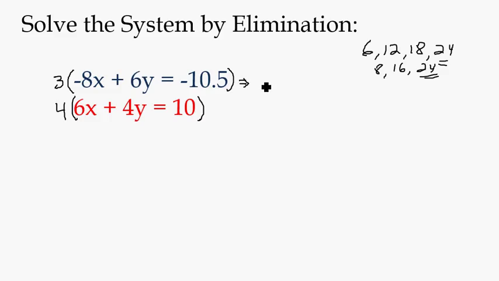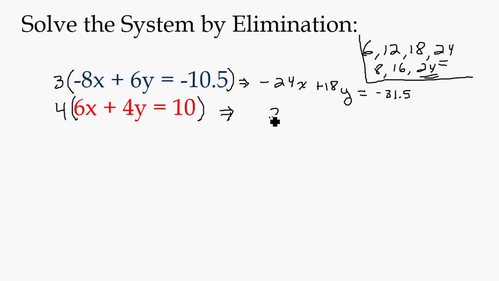All right, so what do I get? I get negative 24x plus 3 times 6 is 18y. Remember to multiply everything. Let's put this over here. Equals, let's see, 3 times negative 10.5 would be negative 31.5. Now, for those of you that have done the graphing method, this is a great example of where you wouldn't really want to graph these lines and see where they cross, right? The elimination method is a lot cleaner.